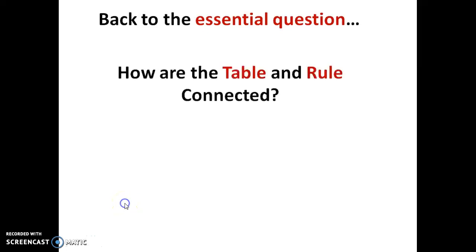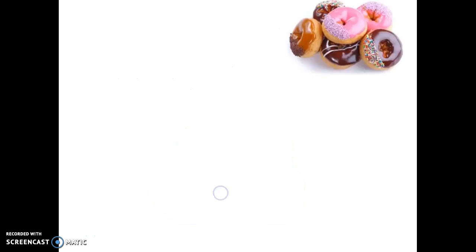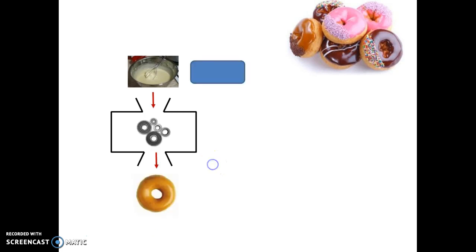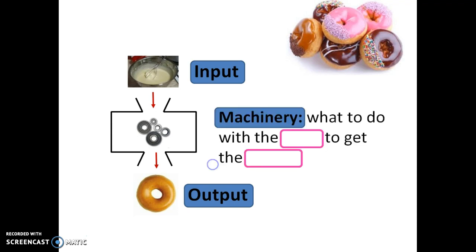Okay, so let's get back to this essential question of how are the table and the rule of a relationship connected? Now we're going to explore this with some donuts. We have this batter, and we put this into the machine, and it produces a donut. So we have an input and an output, and whatever changes our input into its output is the machinery. That's what we do with the input to get to the output.